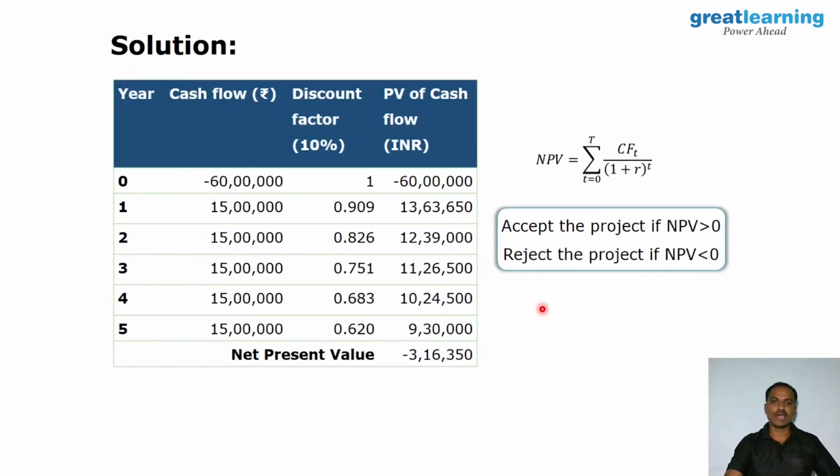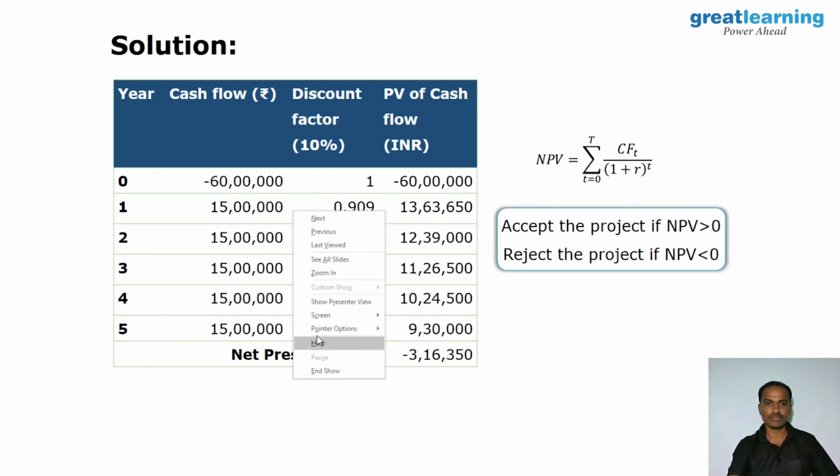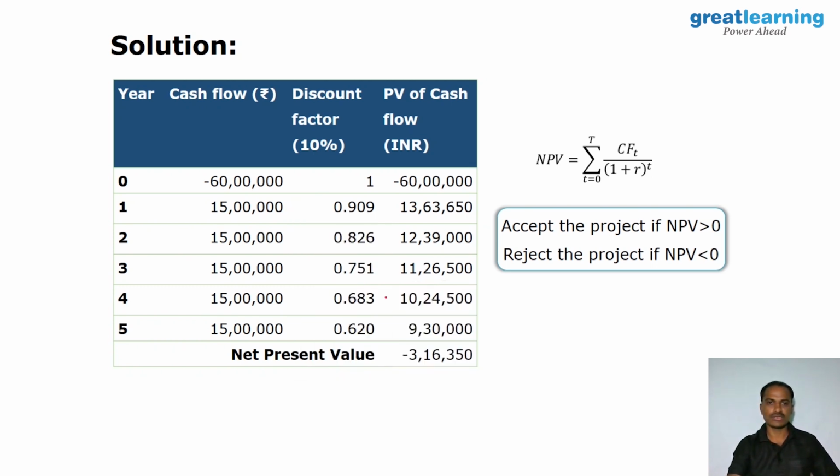Let's calculate NPV, the net present value. These are the years, year 1, 2, 3, 4, 5. The project is going to be receiving cash flow for the 5 years, and the initial investment is 60 lakhs. Every year there is a cash flow of 15 lakhs. This is just the cash flow, not a discounted cash flow. Remember this. So these are just the cash flows.